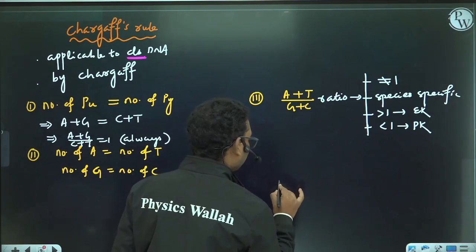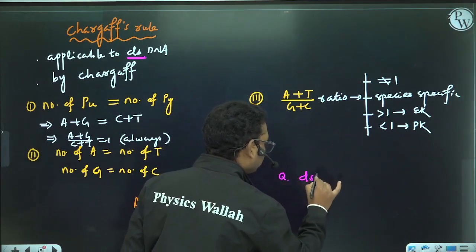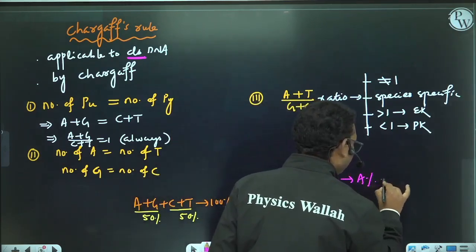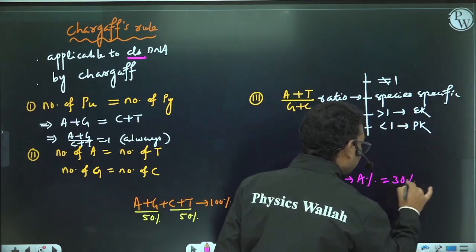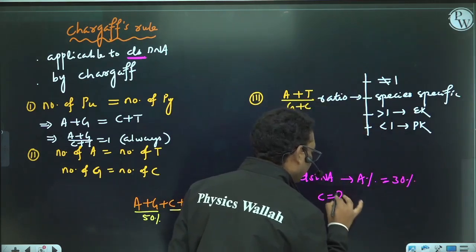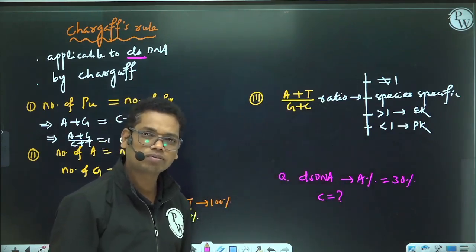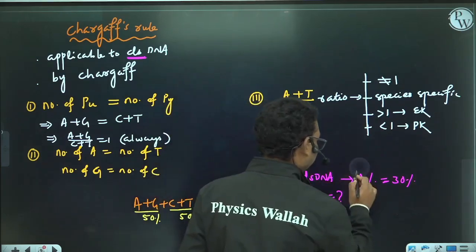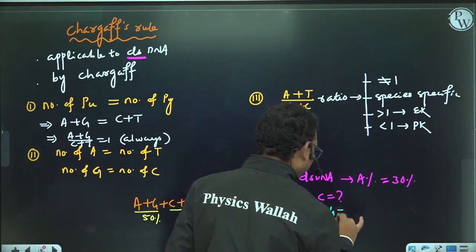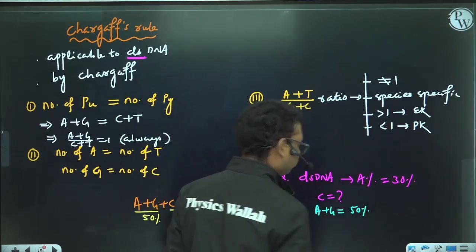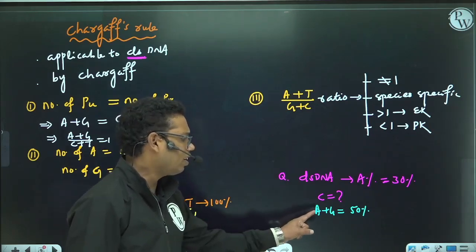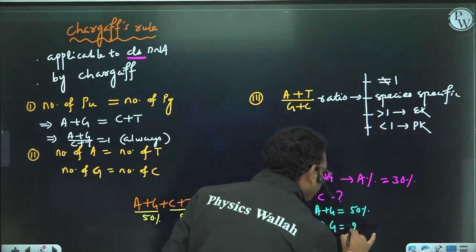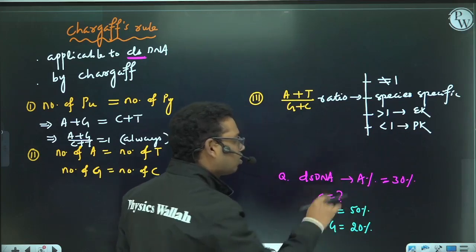Let me write that question. Suppose in a double-stranded DNA, the percentage of A is 30%. What will be the amount of cytosine? Clear? Here I know that adenine plus guanine is 50%. So if adenine plus guanine is 50%, then in this case G will be 20%, because A is present at 30%.